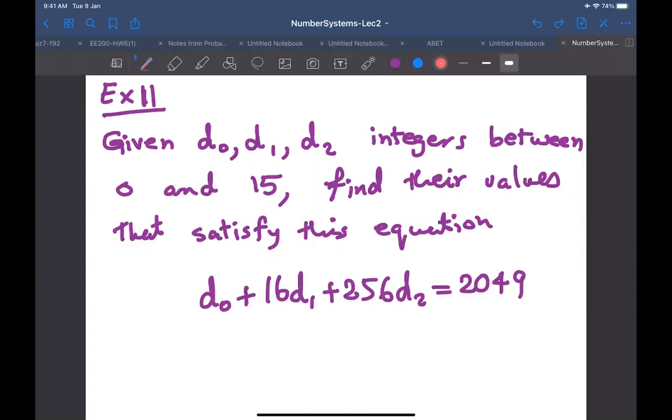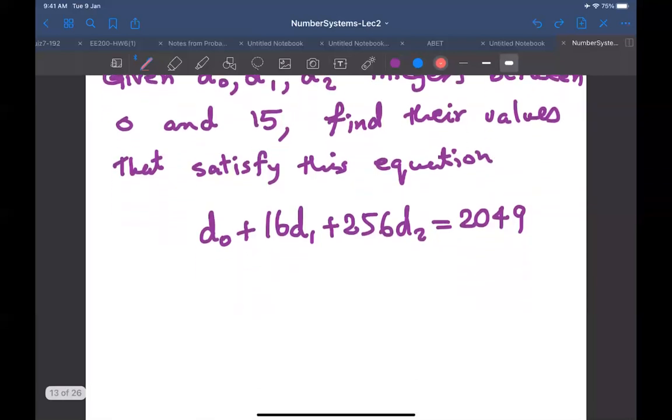Given D0, D1, D2 are integers between 0 and 15, including 0 and 15. We would like to find their values that satisfy this equation: D0 plus 16 D1 plus 256 D2 is equal to 2049, of course in decimal. Any number that is baseless is in decimal here. So who can give me a hint on how to solve this?